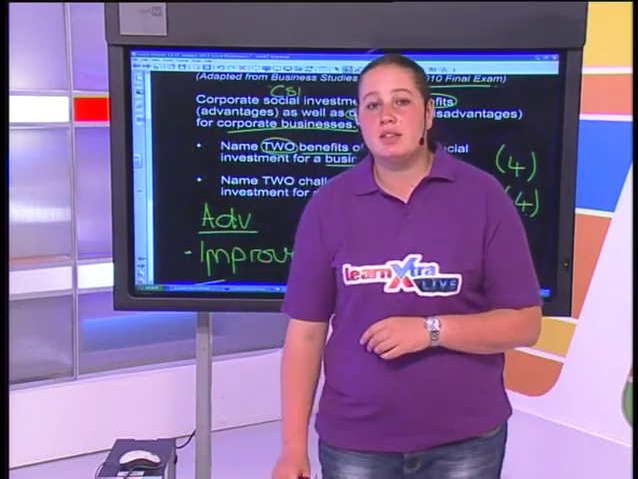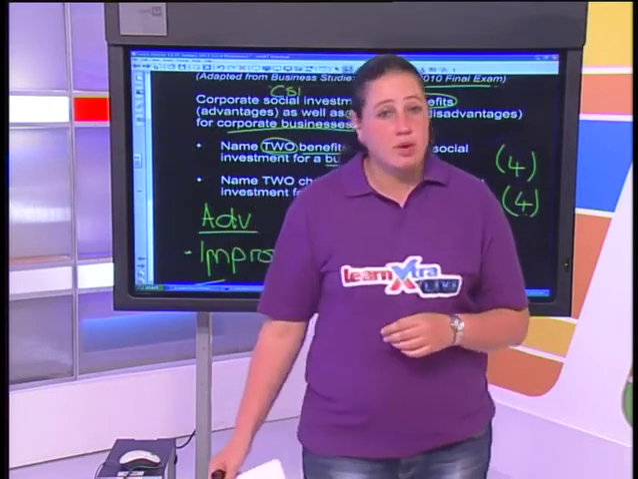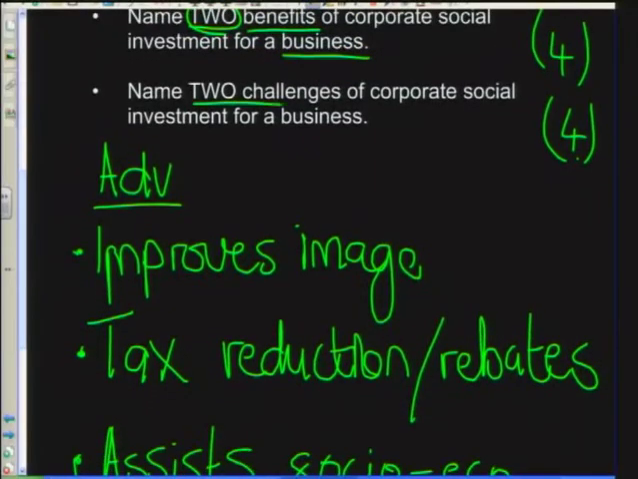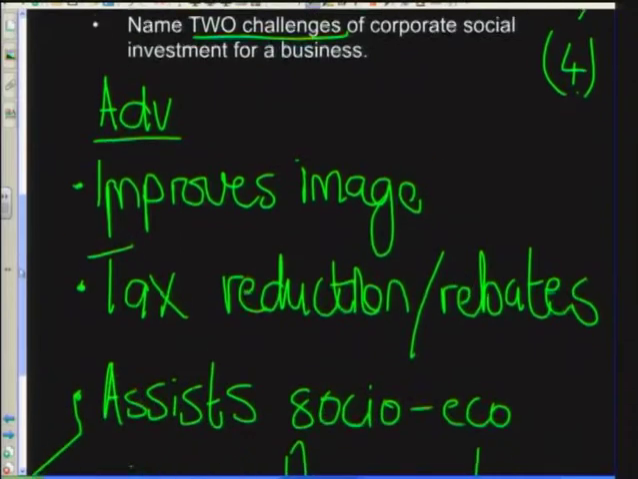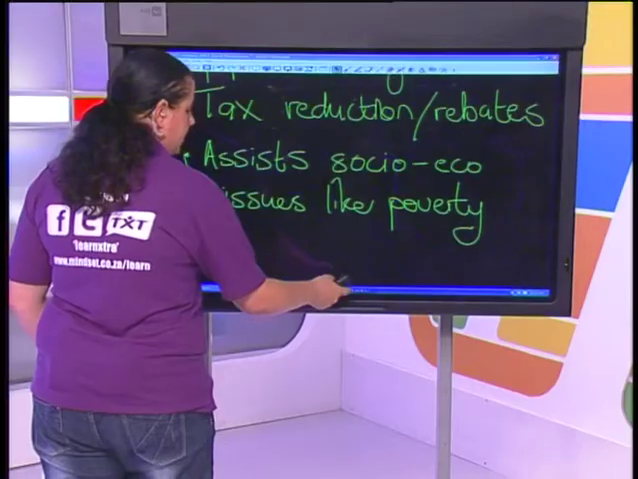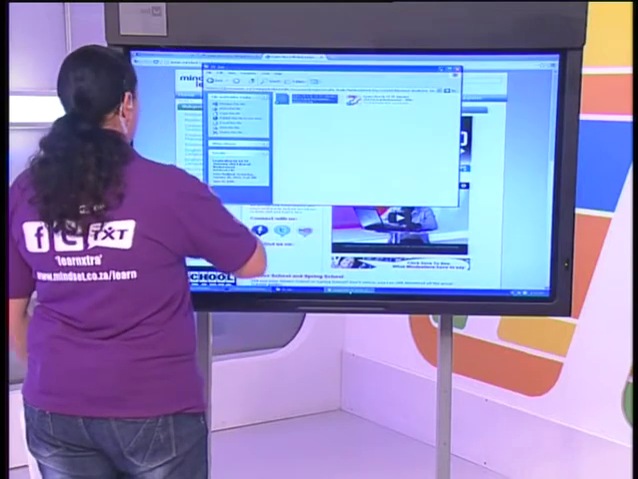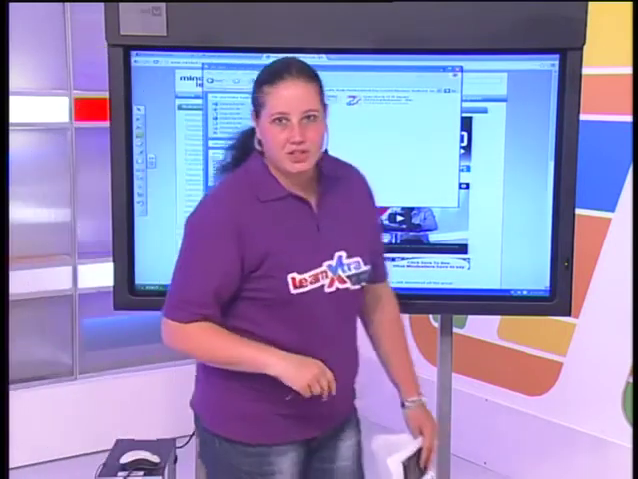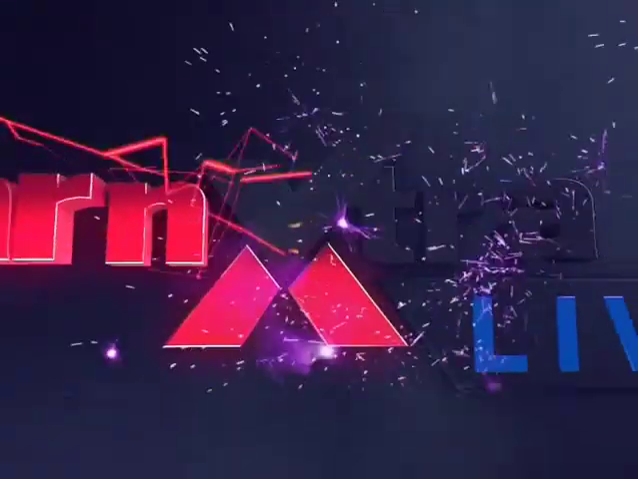Let's go to the disadvantages now. Remember, that was the second part of the question. The question was, name 2 challenges or disadvantages of corporate social investment for business. Now, just as it was quite easy to think of advantages, you can also think of disadvantages.